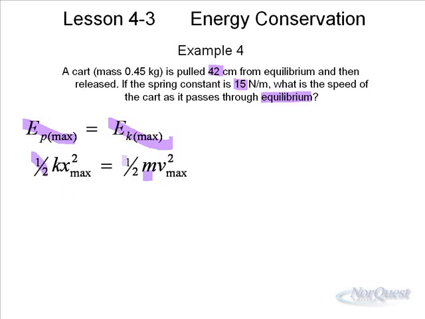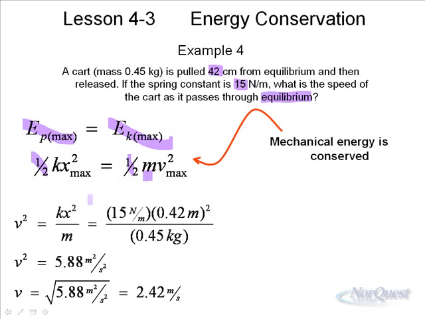So again, the halves cancel. We divide both sides by m. And in this case, we end up with v squared is equal to kx squared divided by m. And of course, our k value is 15 in this case. Our maximum displacement, 0.42. The mass is 0.45. And we end up with the square root of 5.88, which is 2.42 meters per second. This would be the speed of the cart as it passes through equilibrium.